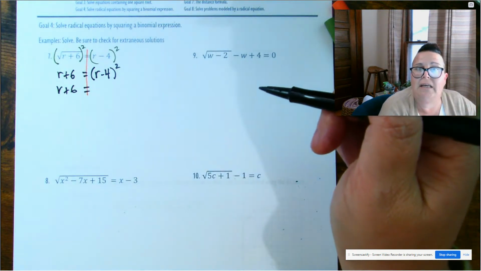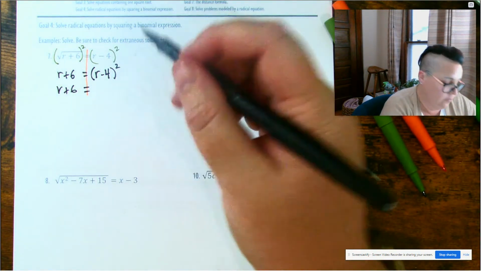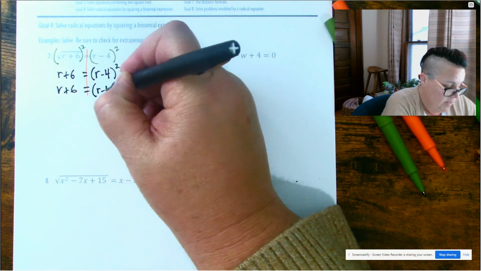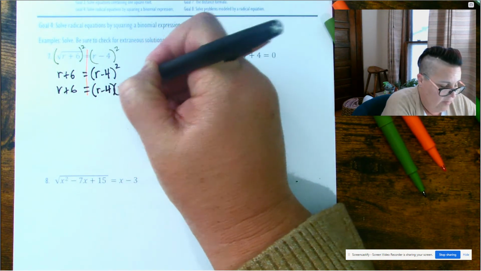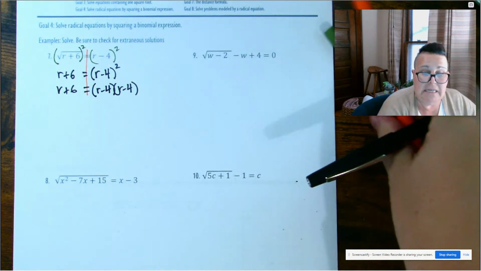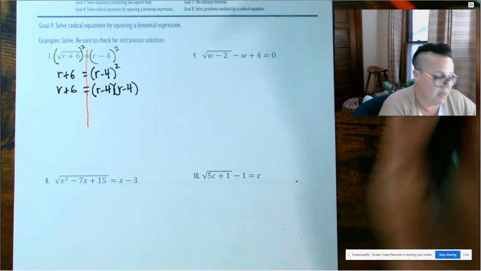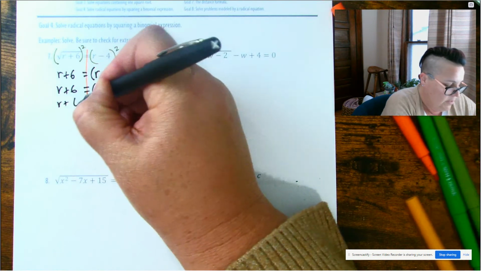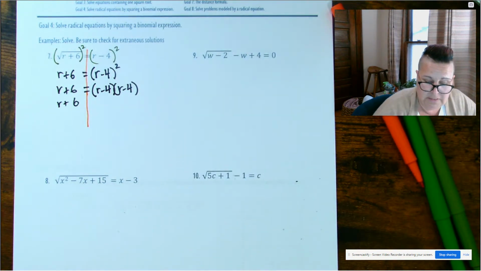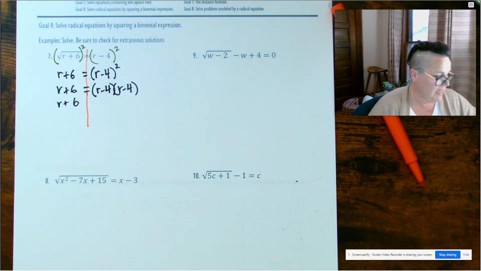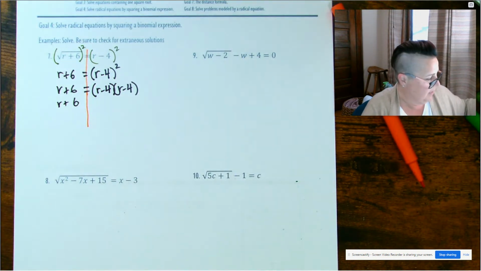Do not get caught here. This is r minus 4 squared, which is r minus 4 times r minus 4. This is one of our patterns from multiplying binomials way back in chapter 5. We don't want to go too simple here. This is going to be like a first, outside, inside, last kind of thing.